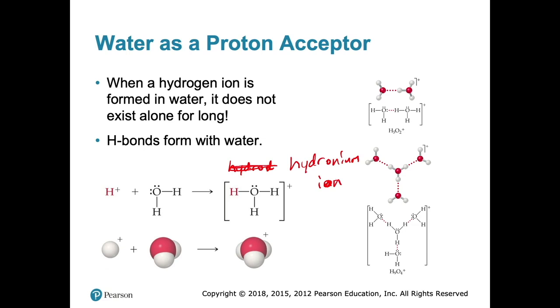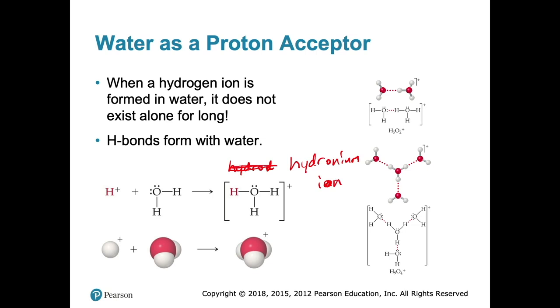All right, so here we just have some more examples of hydrogen bonding with hydronium ions. Here are three hydronium ions connected to each other with hydrogen bonding. And here's a hydronium ion just hydrogen bonding with a water molecule.